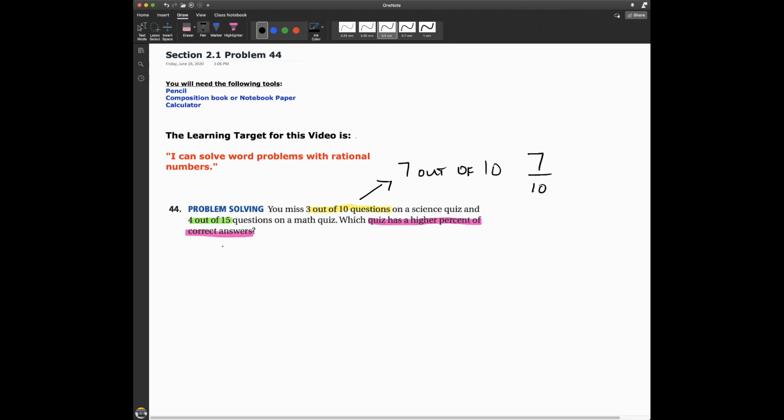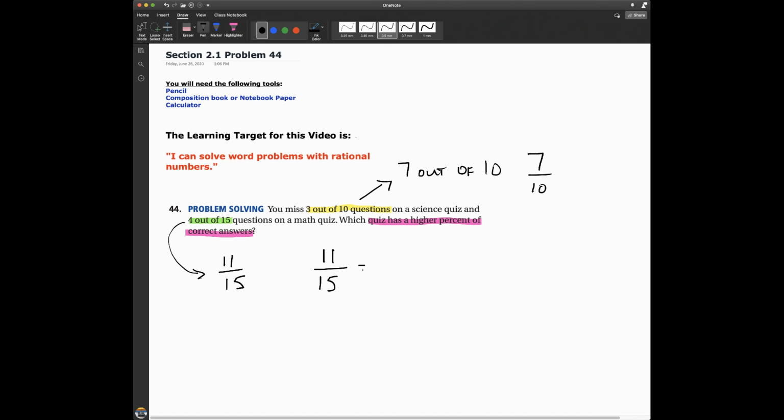On your math quiz, it looks like you missed 4 out of 15, so that means you got 11 out of 15 correct. Okay, and so which quiz has a higher percent of correct answers? Well, we need to turn both of these into a percent. So 11 out of 15, we need to turn this into a percent.